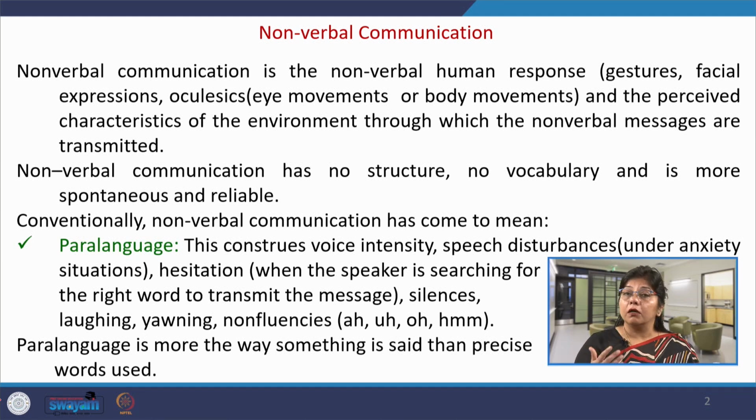So, this only constitutes intensity with no speech and no words, but different kinds of intonations are there. Therefore, we can say that paralanguage is more about the way something is said than the precise words used. So, even paralanguage will transmit a very strong message to the other person in comparison to the words that we use to transmit the same message to the same person.